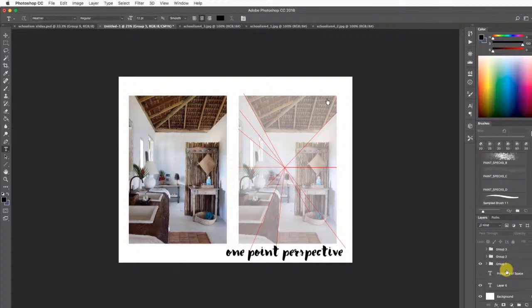So let's get started. There are three different types of perspective that most people know. We're going to go over them really quickly just so we're all on the same page language-wise. First one is one-point perspective.